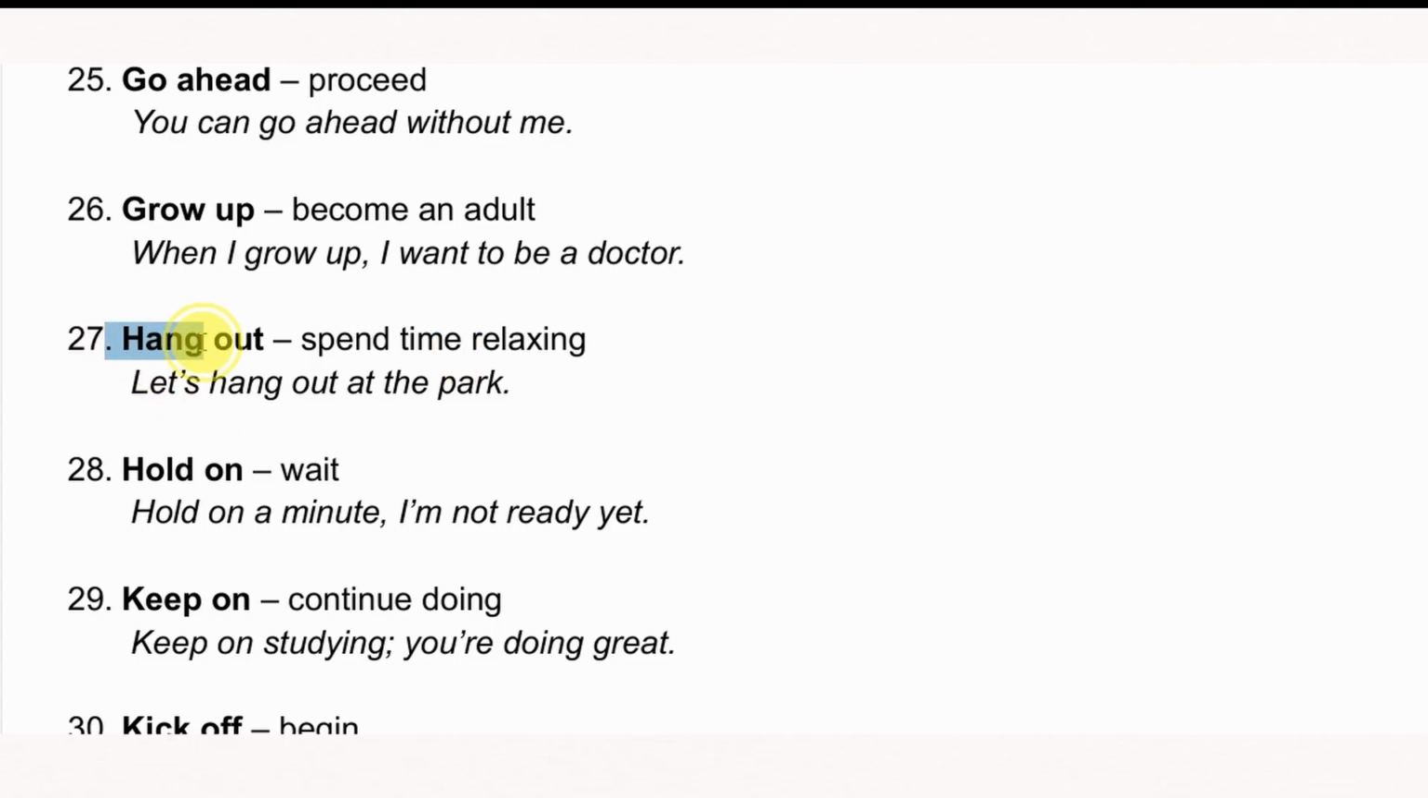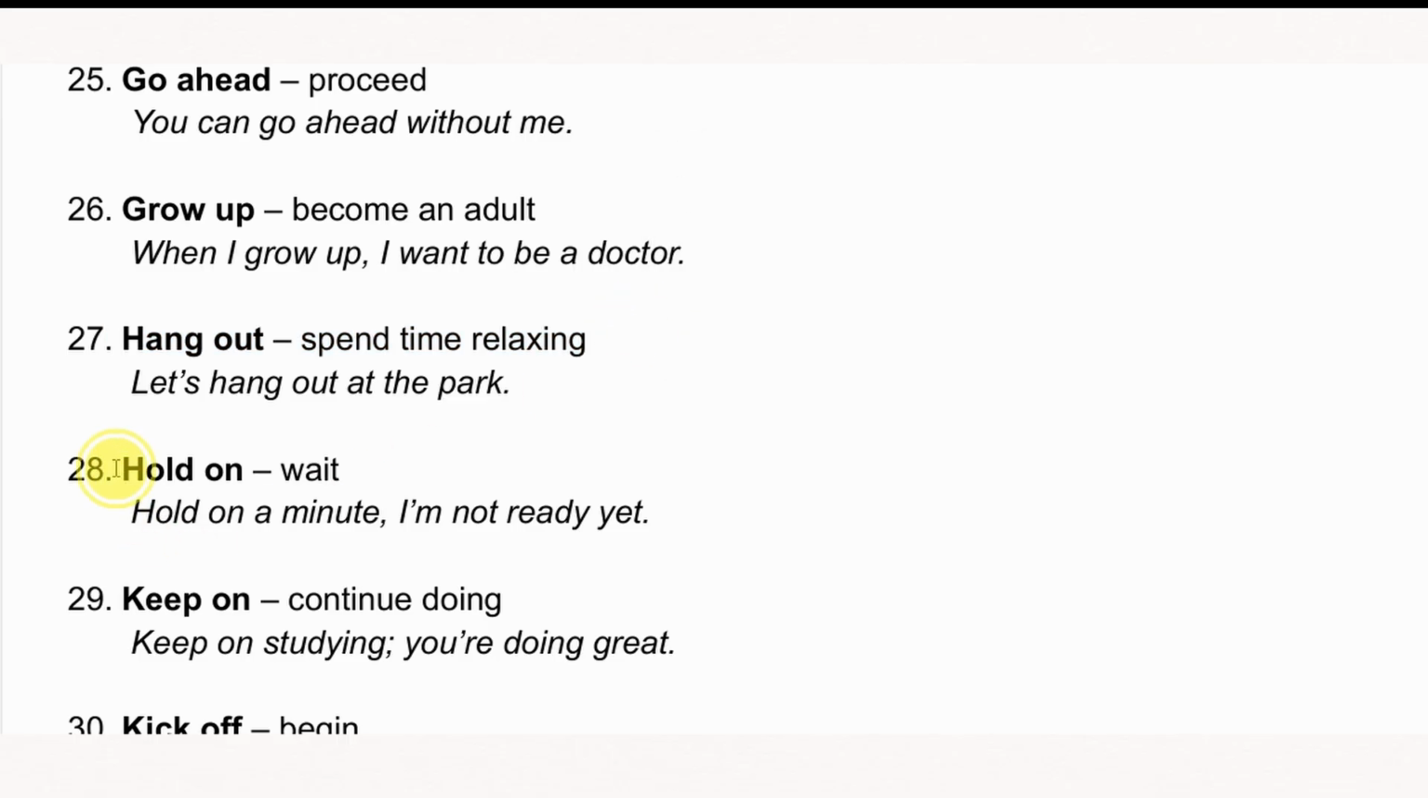27. To hang out. To hang out, this is to spend time relaxing. Let's hang out at the park. Means we need to relax. You are spending time relaxing. Let's hang out at the park. Can you hang out with me tomorrow? Yes.